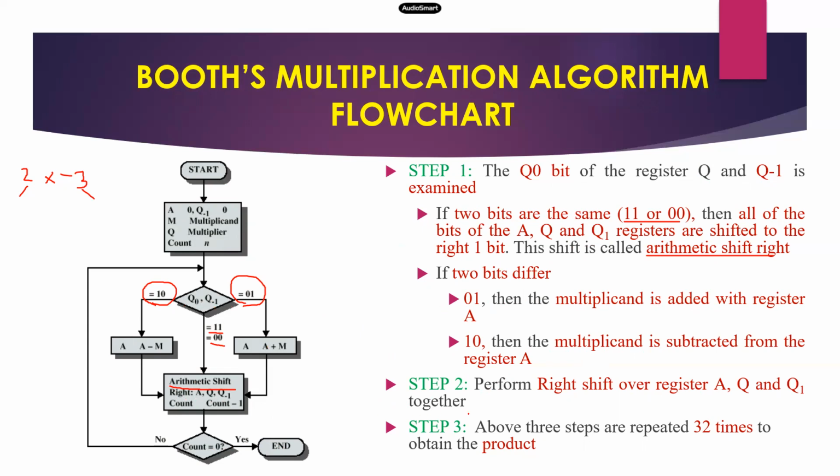So if this is a 32-bit register, you have to perform the operations 32 times. The above 3 steps are repeated 32 times to obtain the product. The count is nothing but n, the number of bits. If the number of bits is 4, then you have to do that operation four times. If the number of bits is 8, the loop will be executed 8 times. If it is a maximum of 32, it is repeated 32 times to obtain the product.